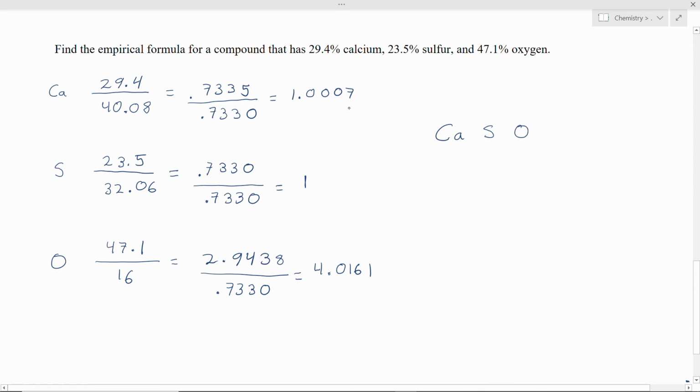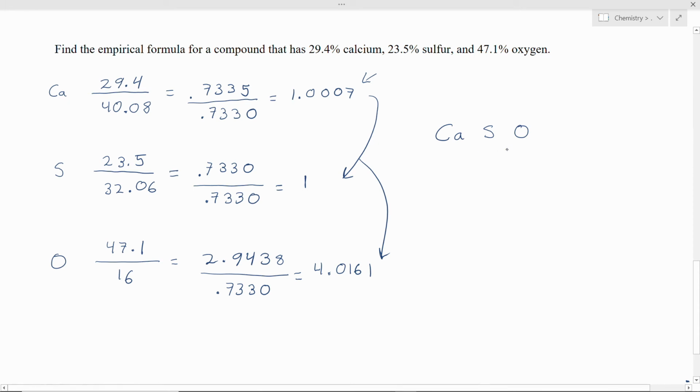And now we know that these values that we just got are going to serve as our subscripts for the corresponding elements. For calcium, we have 1.0007, which is really close to 1. So we only have 1 atom of calcium, which we don't need to mark here because it's 1.